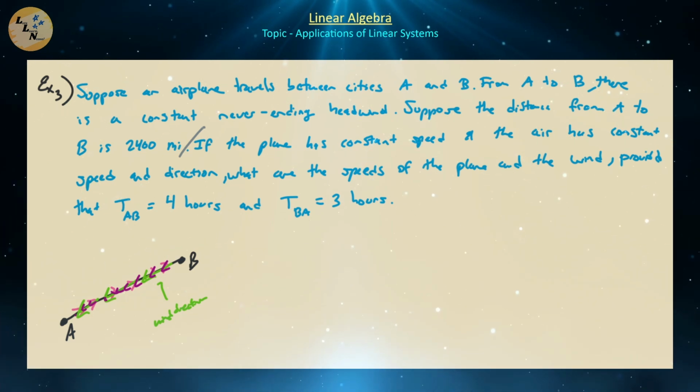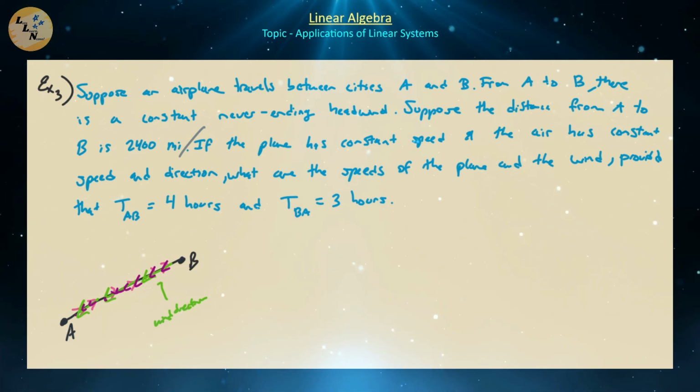So generally speaking, the average speed from A to B should be less than the average speed from B to A by some margin. All right, so with that being said, if the plane has a constant speed and the air also has a constant speed and also direction, right? So the wind is going to be going from B to A, but it's not going to shift directions once we shift directions or anything like that. So what are the speeds of the plane and also the wind, provided that it took the plane 4 hours to go from A to B and 3 hours from B to A?